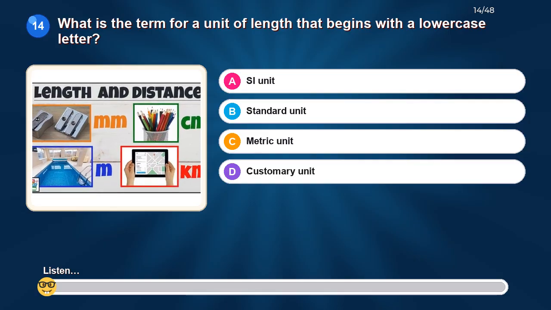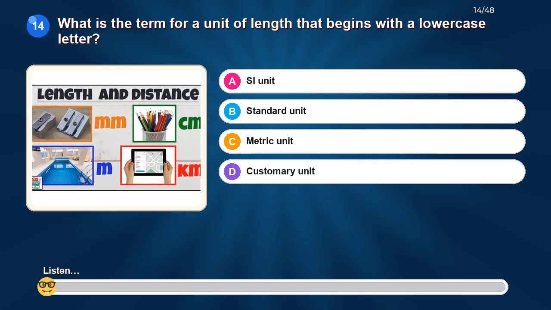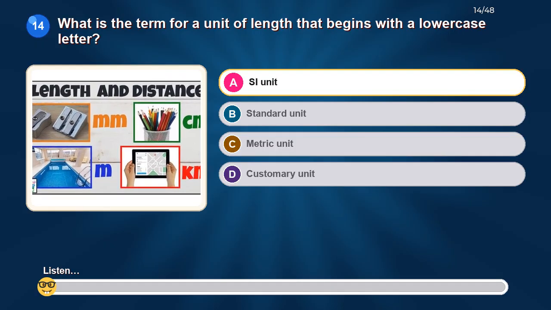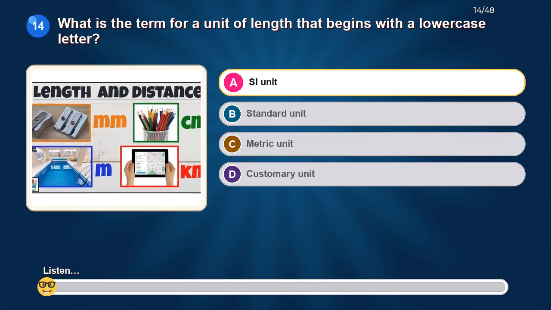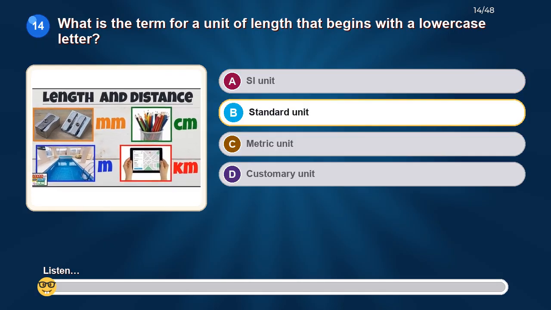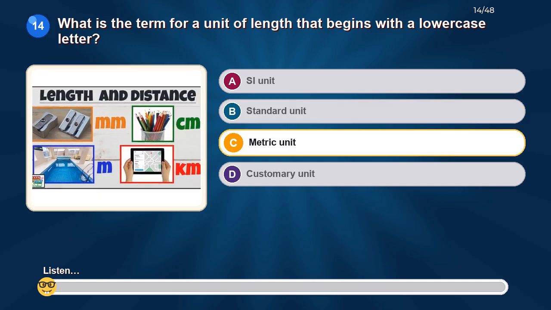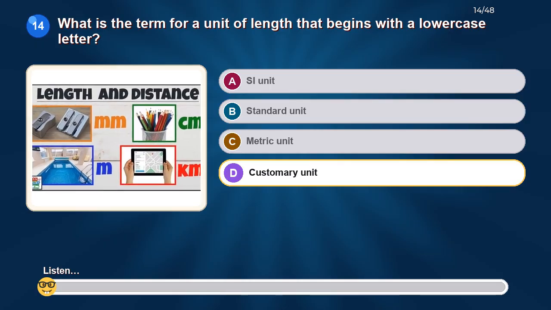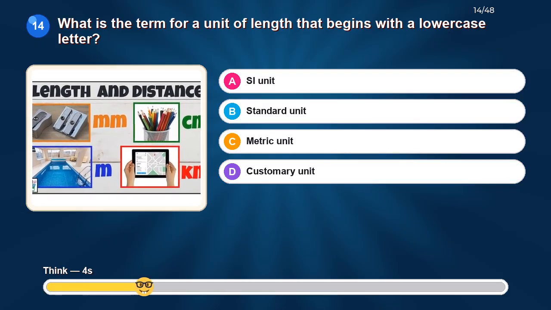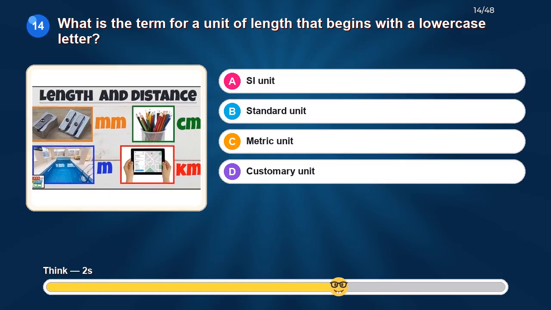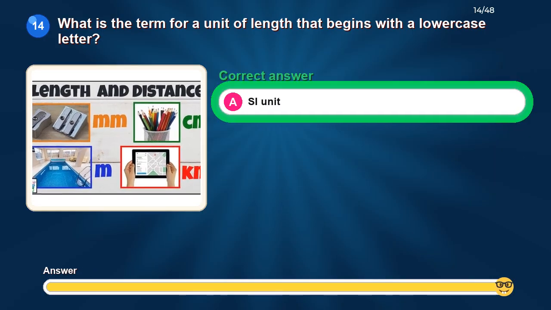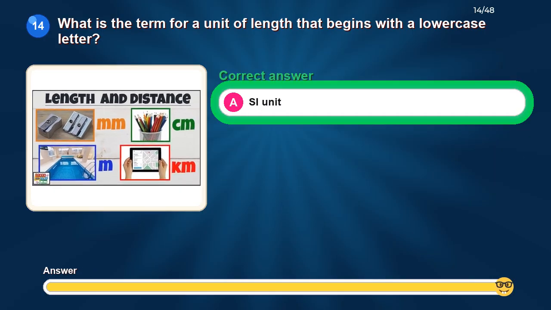What is the term for a unit of length that begins with a lowercase letter? Option A, C unit. Option B, standard unit. Option C, metric unit. Option D, customary unit. The correct answer is C unit.